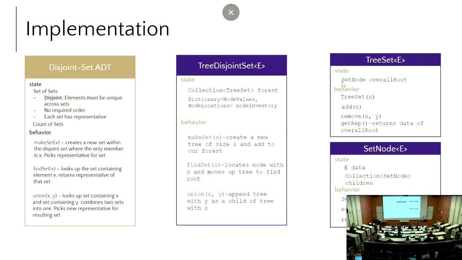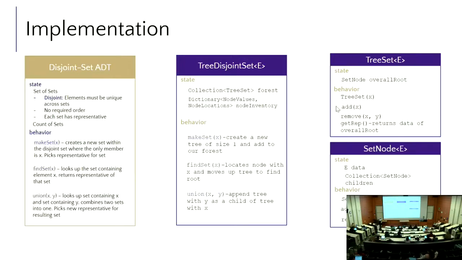Other things to recognize is that we do need this idea of a set node. The set node has to know its data, and then it needs to have a collection of children. And for context, these trees are not necessarily binary trees. These are n-ary trees, where you can see we have a collection of children, and that could be any particular number.